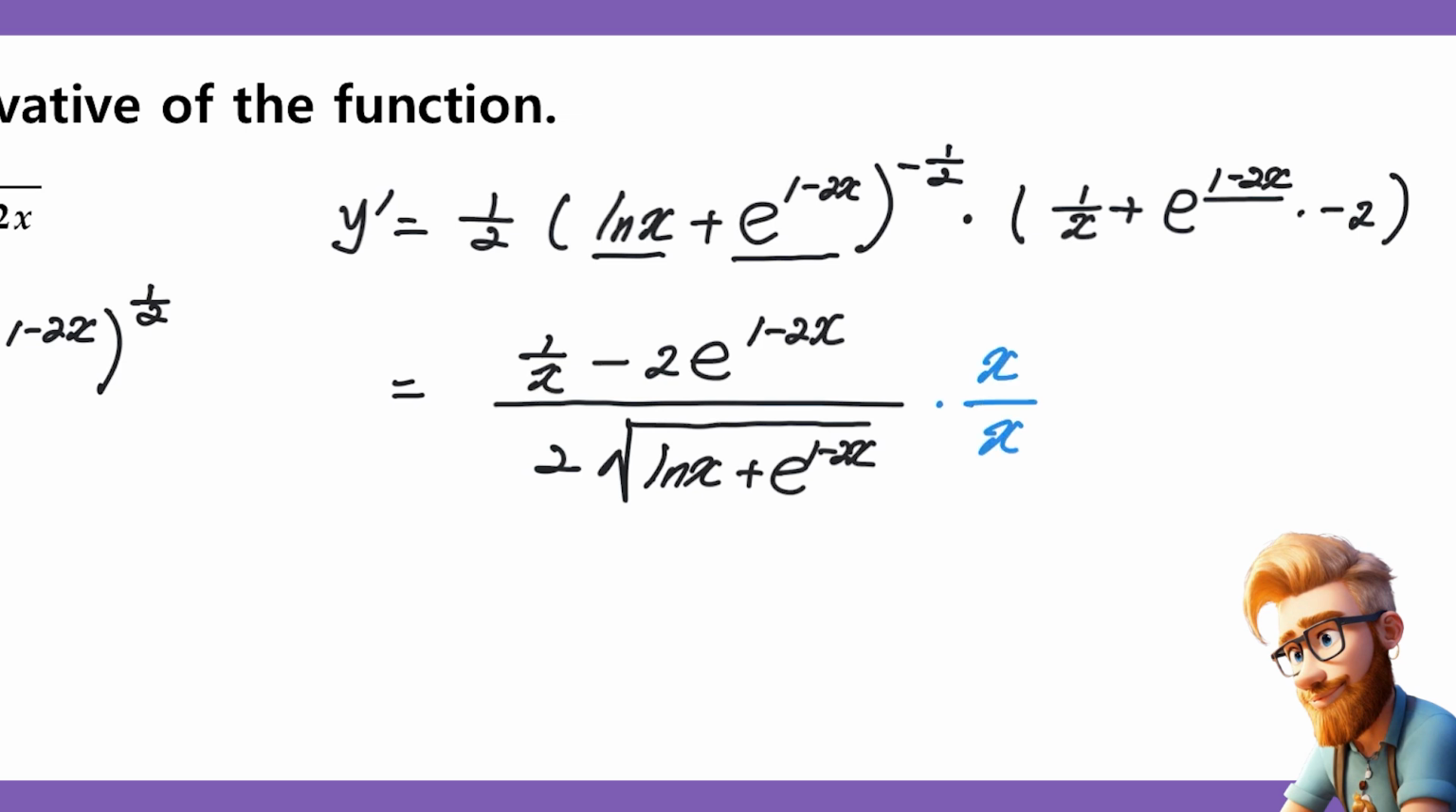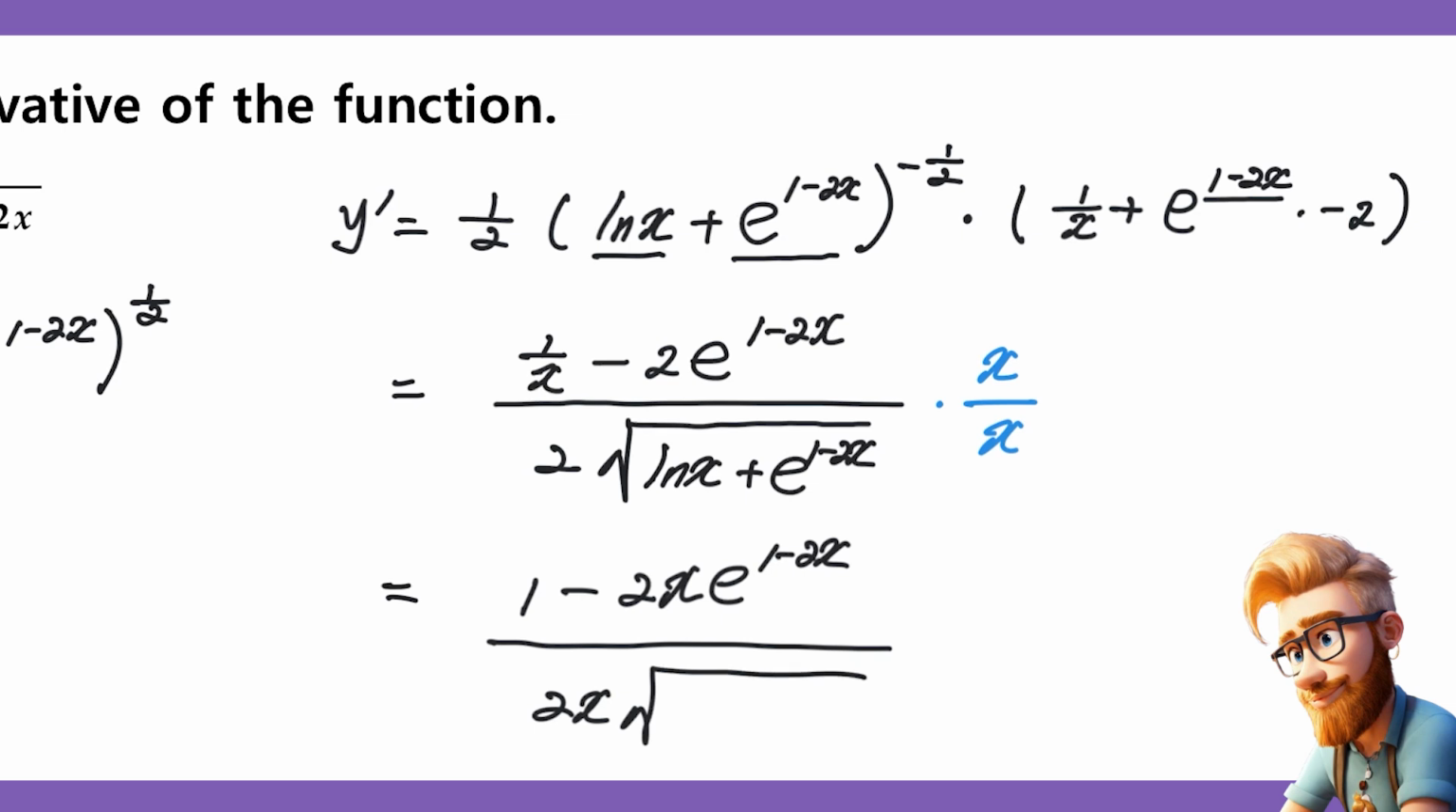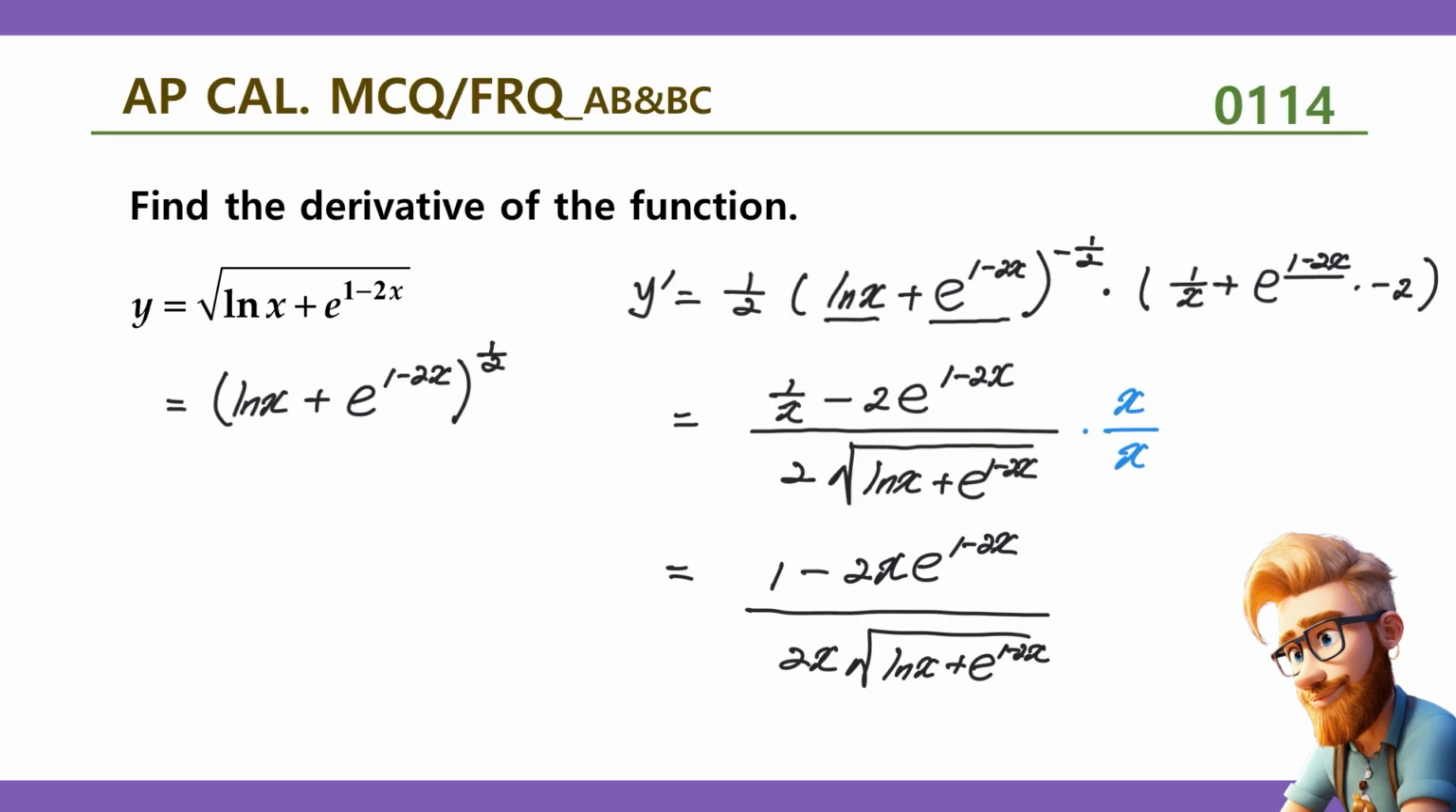Then that's going to be equal to x times 1/x, that's 1, minus 2 e to the 1 minus 2x times x, that's 2x e to the 1 minus 2x, over 2x square root of natural log x plus e to the 1 minus 2x. That's our derivative of the function y.